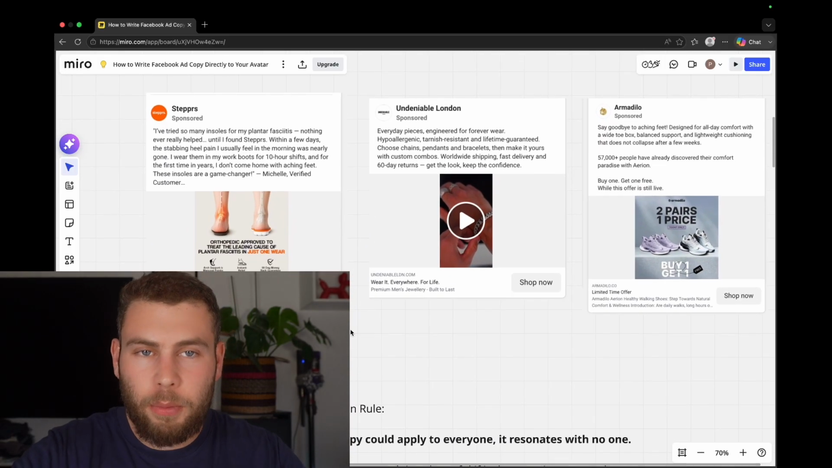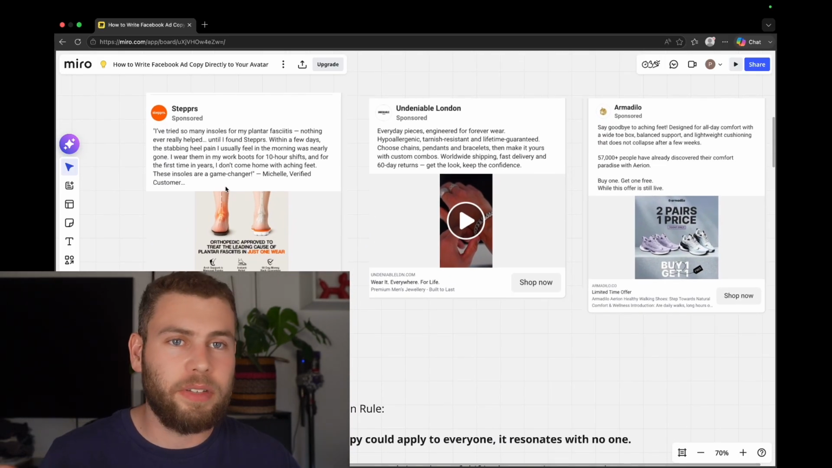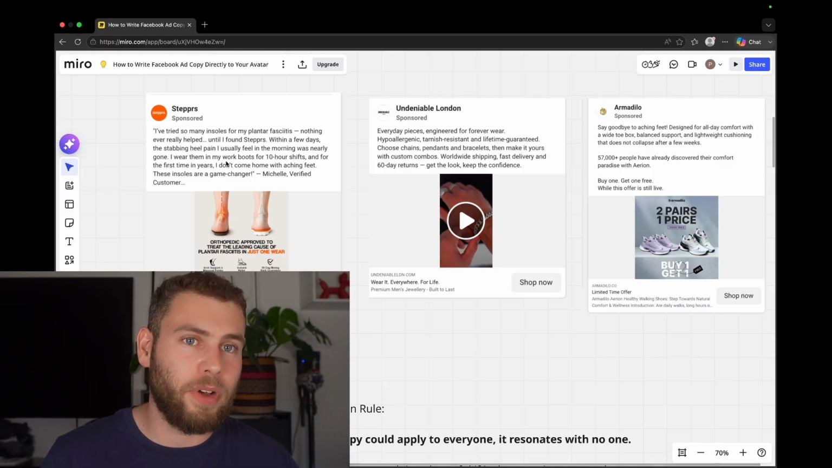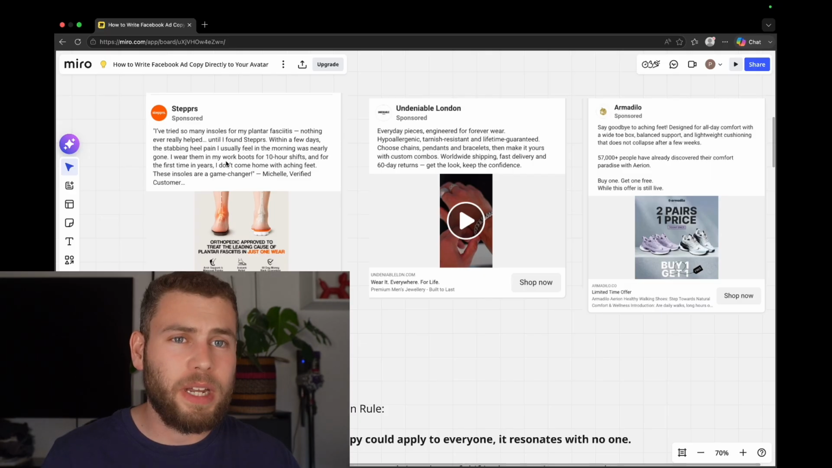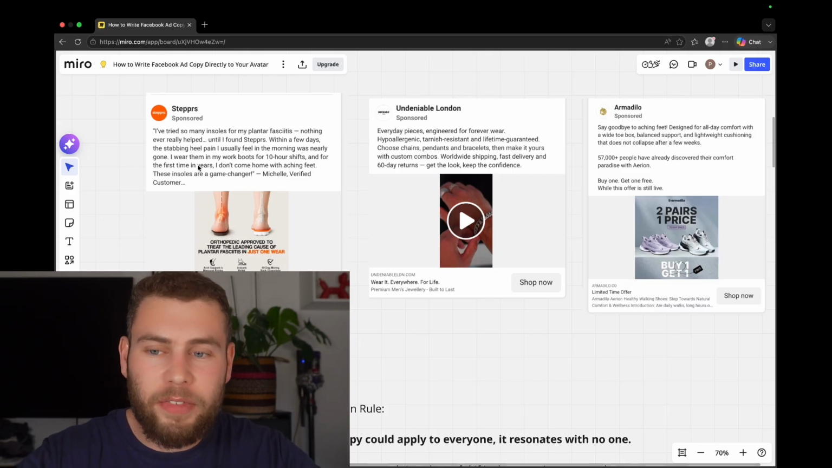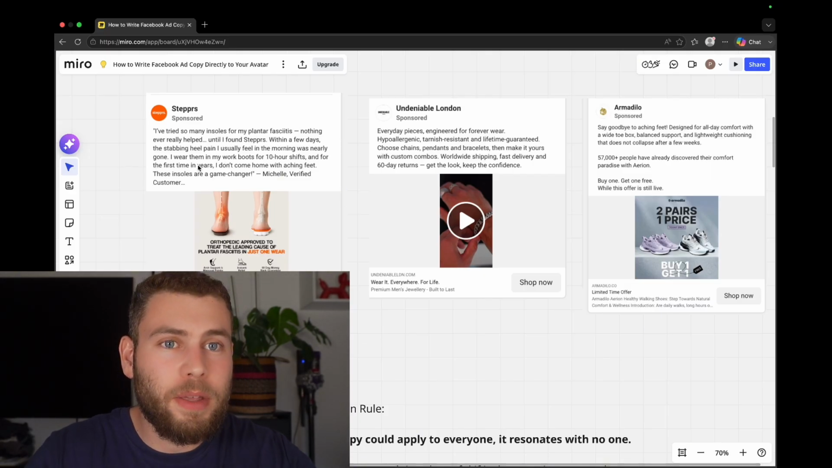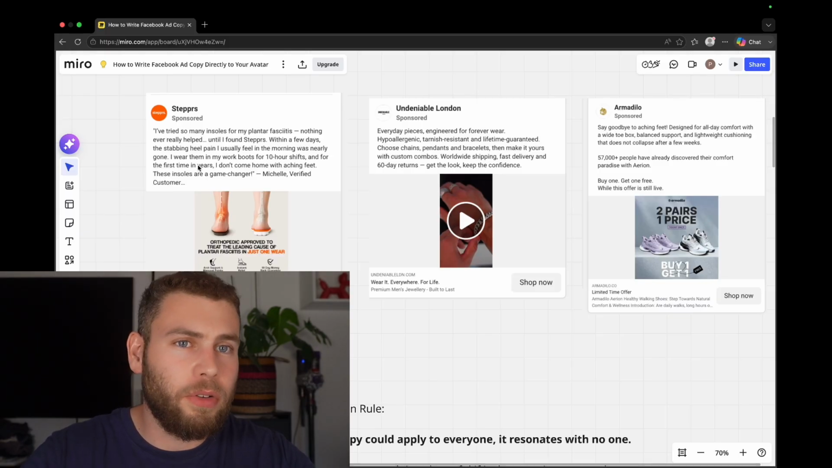So as you can see here, we have a few examples. And this is taken from My Brand Undeniable London and some very good dropshipping sites that are selling shoes. So as you can see here, "I've tried so many insoles for my plantar fasciitis." So immediately it's calling out the pain point that someone who might be reading the advert has, and the exact problem they have, which is severe foot pain. And this immediately hooks someone in. "Nothing ever helped," so this is relatable. Maybe the person has tried many different alternative solutions, but nothing's working.